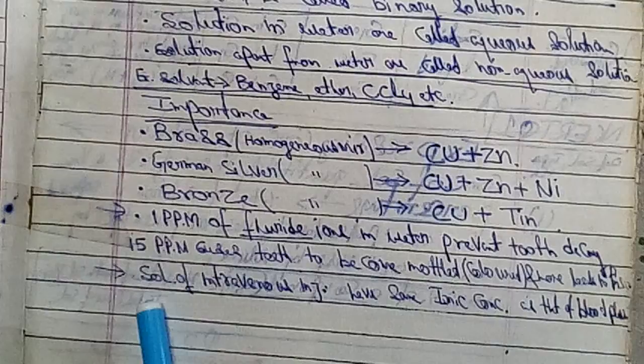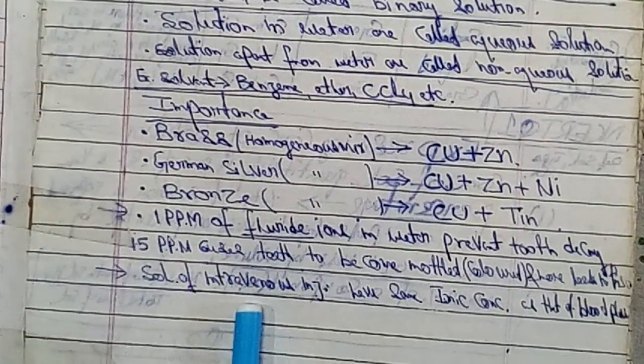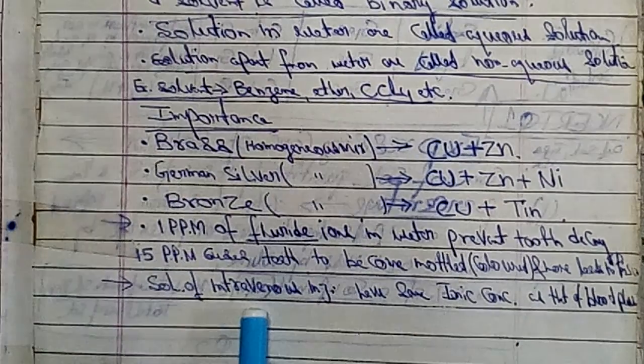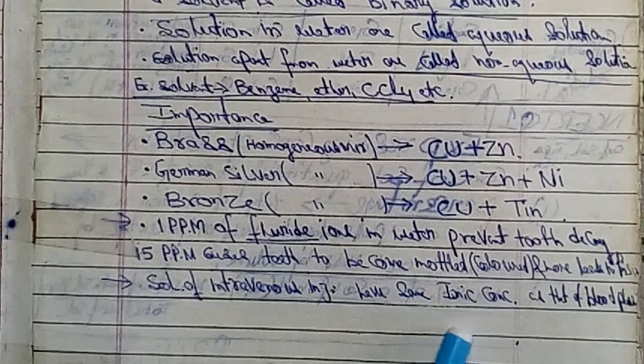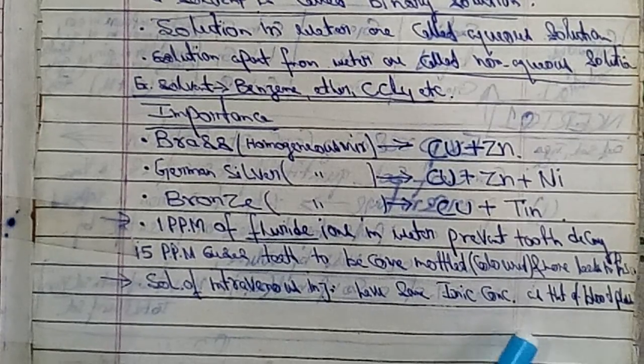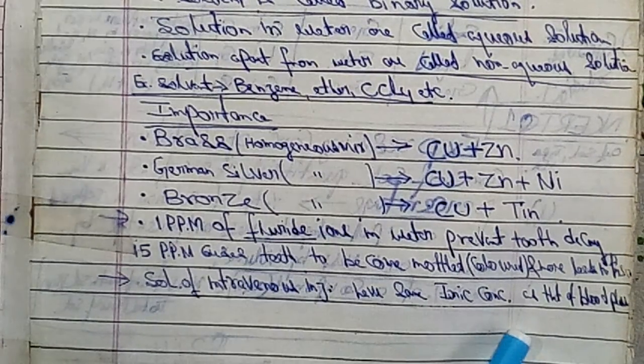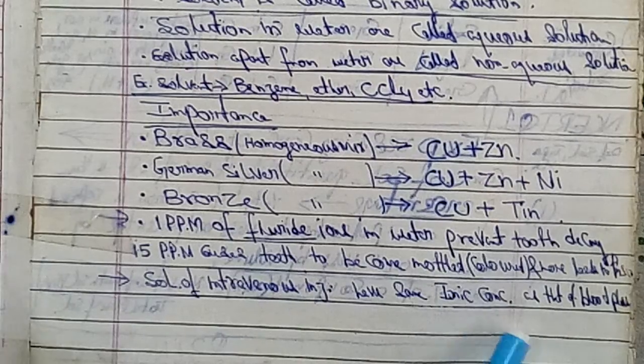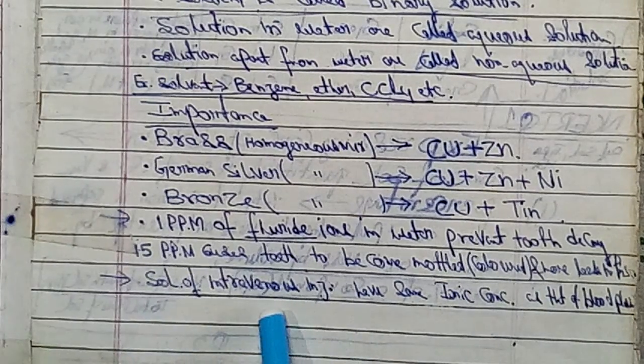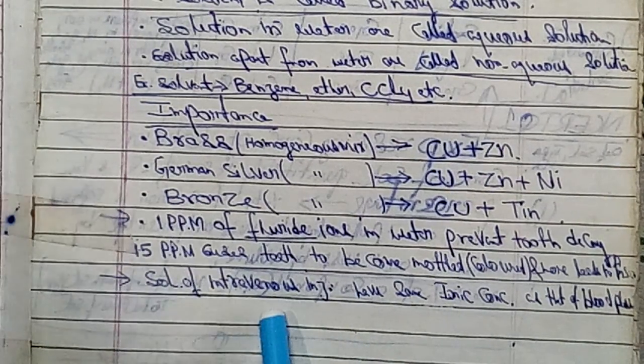And finally, the solution of intravenous injections. Intravenous injections have the same ionic concentration as blood, as blood plasma. So blood plasma has the solution of intravenous injection.